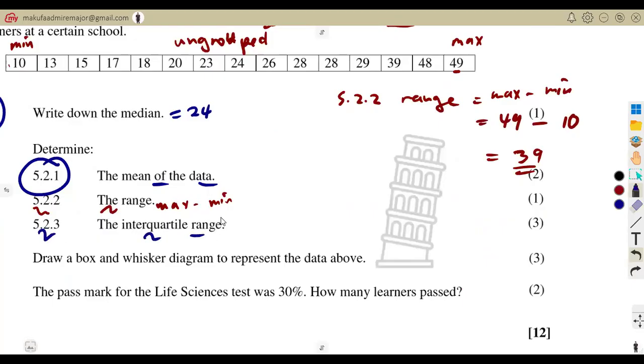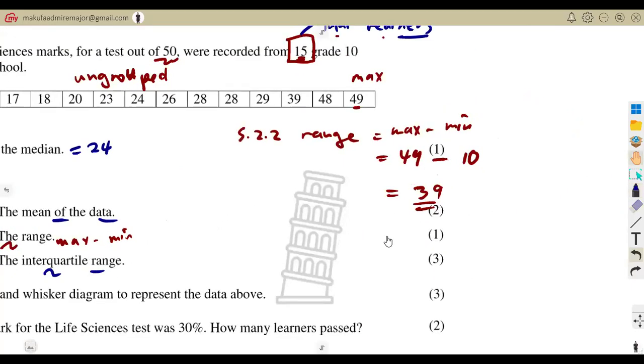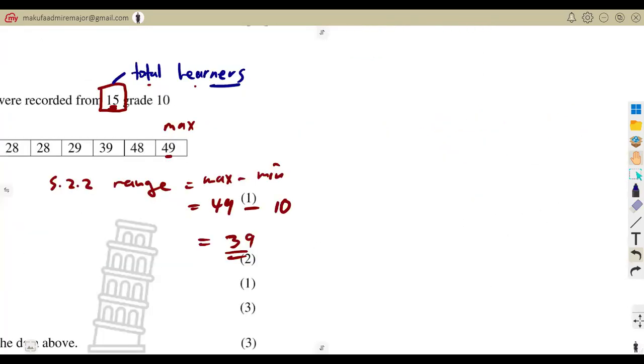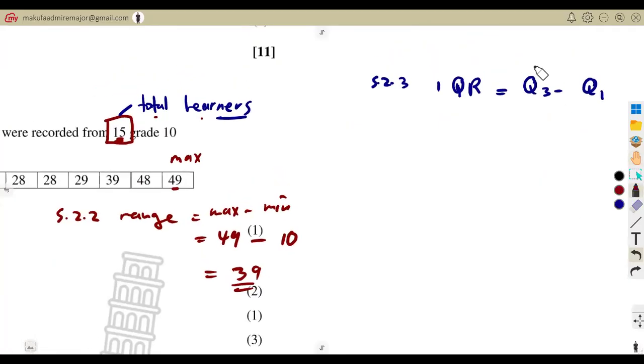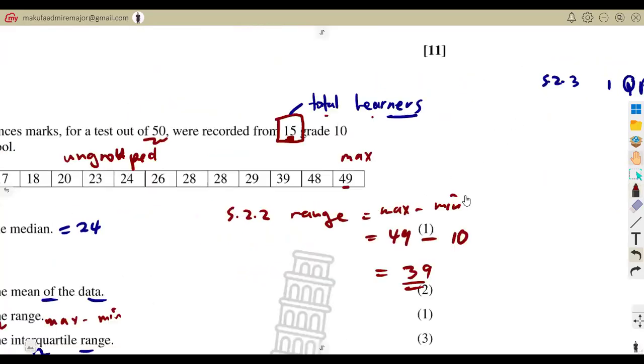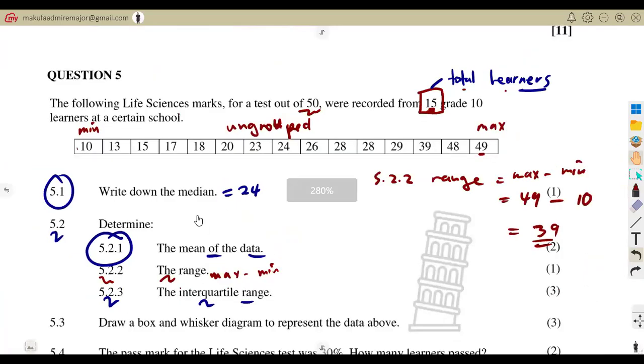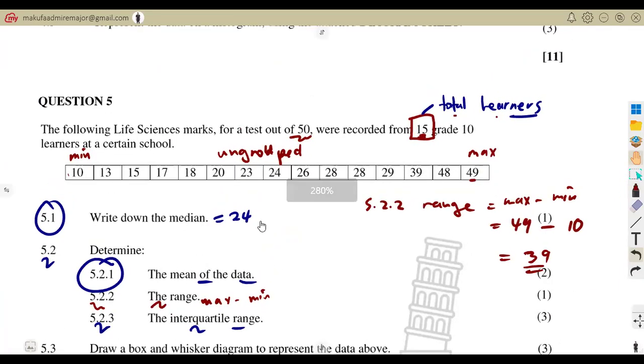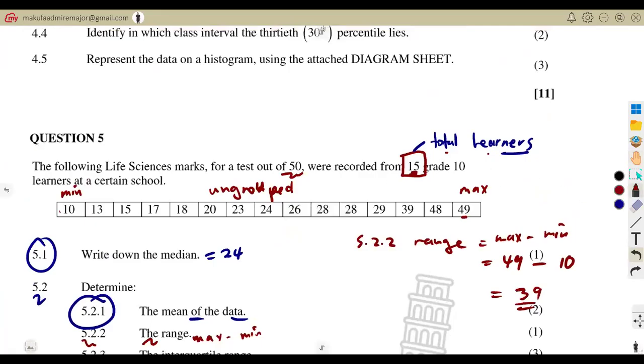And we move on to another part, the interquartile range. As we understand, to obtain this 5.23, the interquartile range, you are going to need the upper quartile and also the lower quartile: upper quartile minus the lower quartile. And these quartiles are obtained the same way as we had the median.